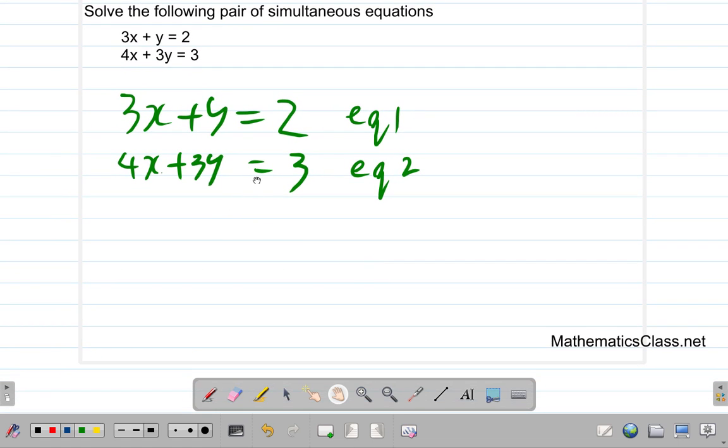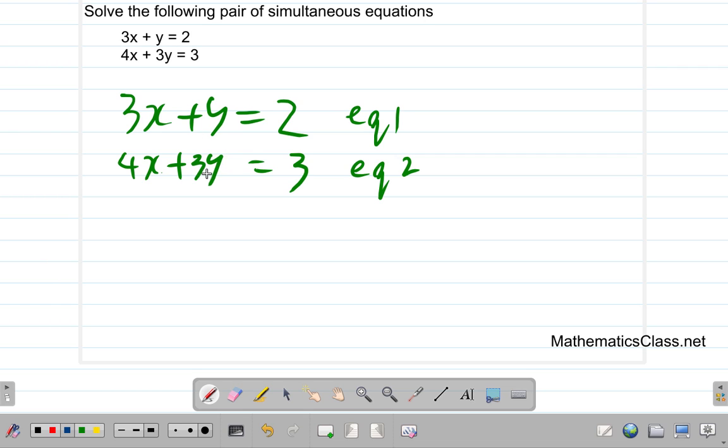Now, we're going to use the elimination method. Elimination means to get rid of. When we have no x, or 0x, or no y, in other words 0y. Now, we're not going to just solve this like that. We're examining the principles behind it.